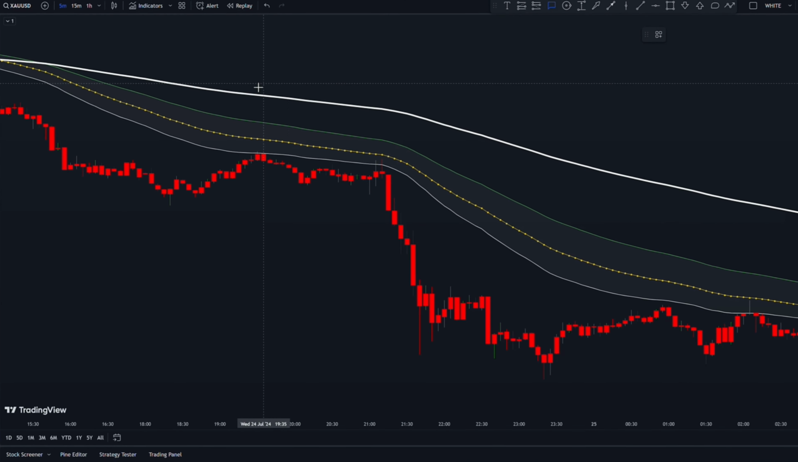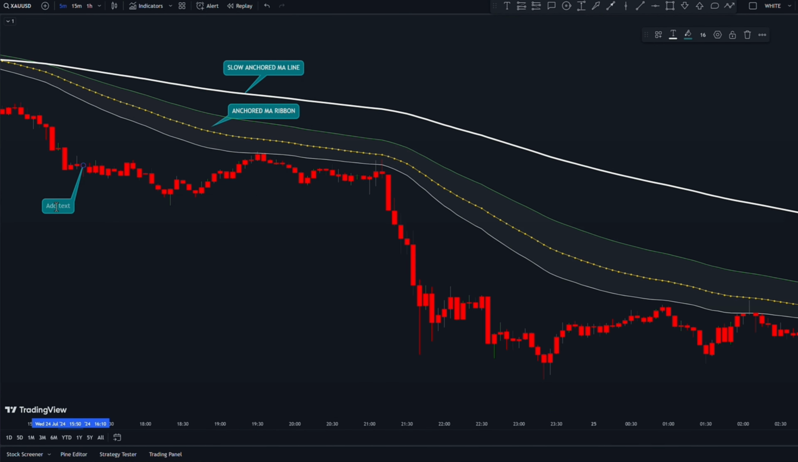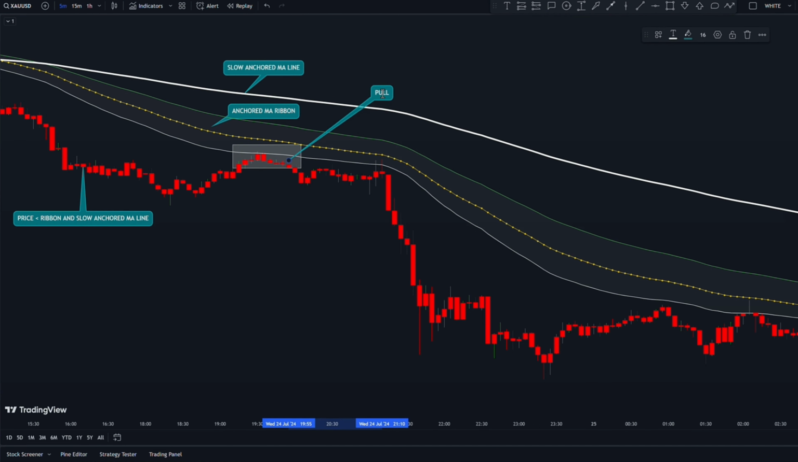And when the price is below both the anchored MA ribbon and the slow anchored MA line, it indicates that we are in a downtrend. This means the market is generally moving downwards. In this scenario, we wait for the price to pull back to the anchored MA ribbon. This pullback is a temporary rise in the price within the overall downtrend.